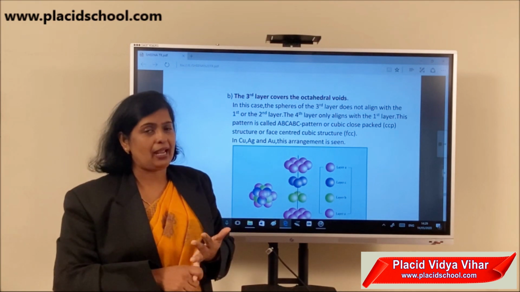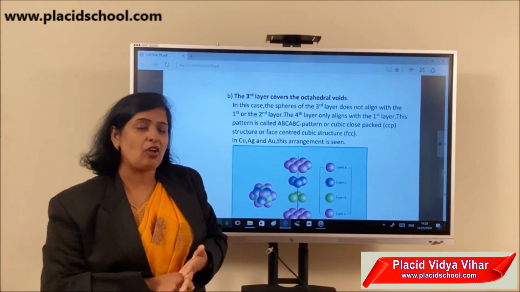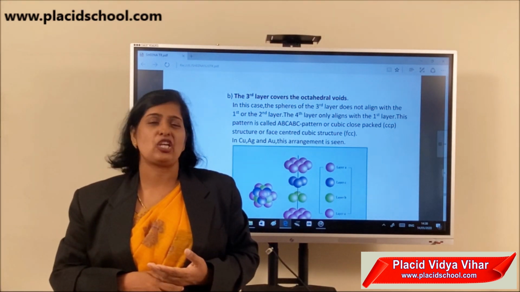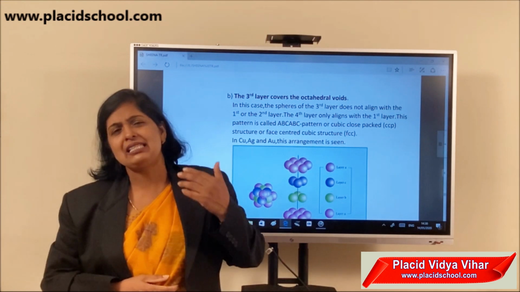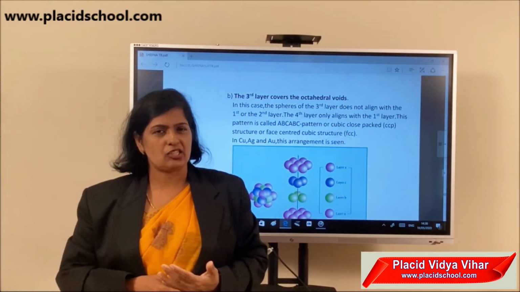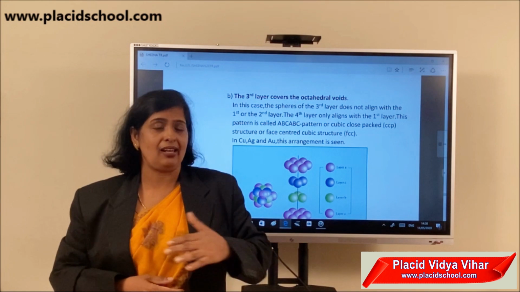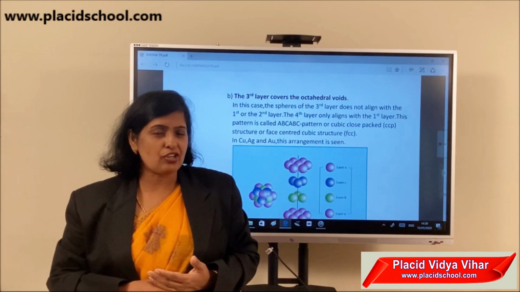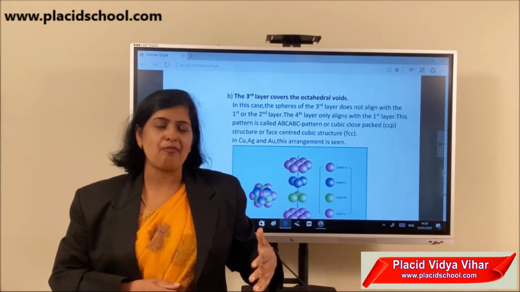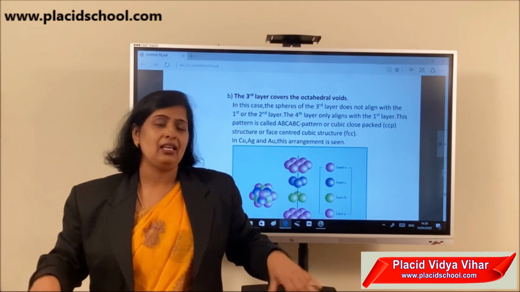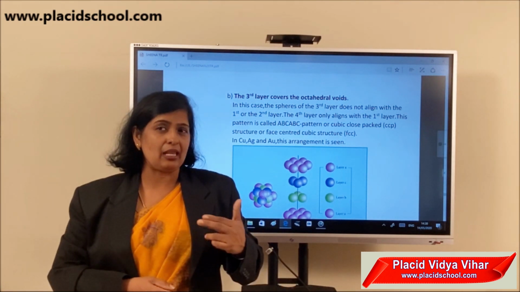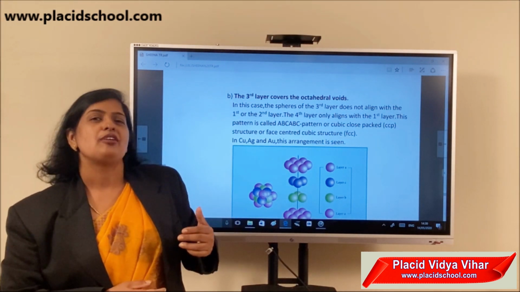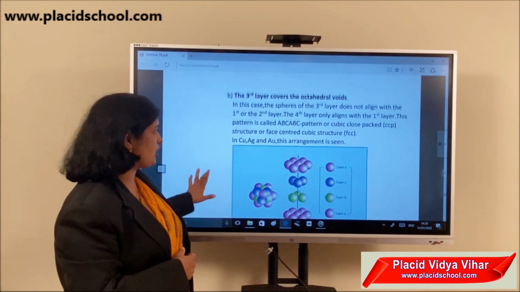Thus, we prepared 3 types of three-dimensional close packed structure. The first type is AAA type structure, or otherwise it is called simple cubic close packed structure. Second category, the third layer covers the tetrahedral void. It is a hexagonal close packed structure or HCP. And the third type, where the third layer covers the octahedral void, then we are getting the ABC type pattern, or cubic close packed structure, or face-centered cubic structure.